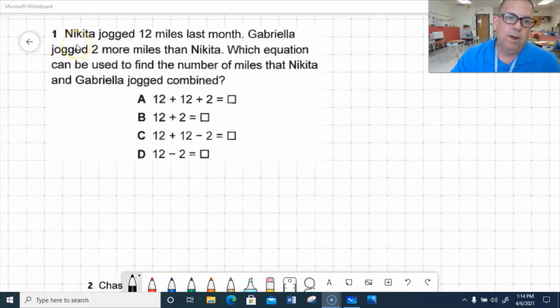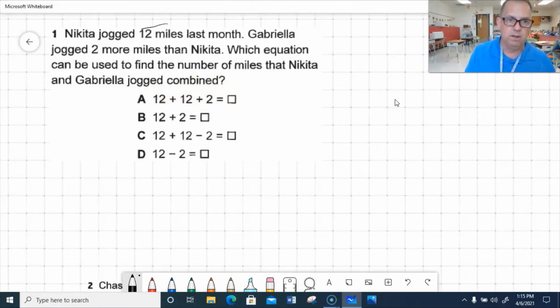Okay, let's go and look at this guided practice problem. It says Nikita jogged 12 miles last month. Gabrielle jogged 2 more miles than Nikita. Which equation can be used to find the number of miles that Nikita and Gabrielle jogged combined? So I'm going to circle some important information on this one.